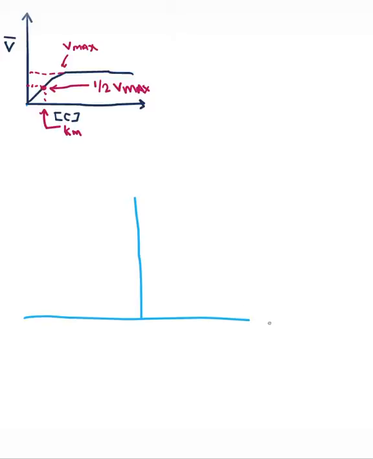Okay, so let's talk about the x-axis here. So the x-axis here is the actual molar concentration, okay? The x-axis here is going to be a little different. What it is, is simply going to be 1 divided by the molar concentration of substrate, okay? So 1 divided by the concentration.